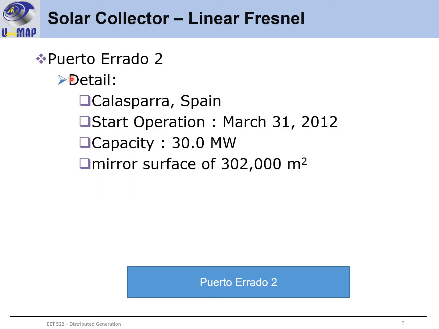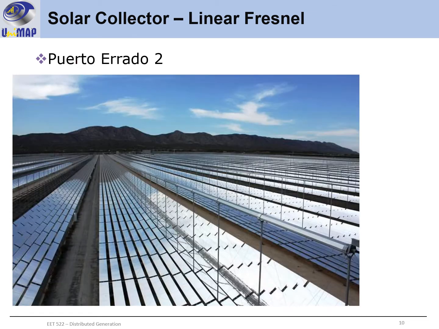Okay, this is the example of the solar collector linear Fresnel power plant. So it is Puerto Errado 2, also in Spain. It started operation on 31st March 2012, and the capacity is around 30 megawatts. The mirror surface of this power plant is around 302,000 square meters. So if you want to have a look at the Linear Fresnel power plant, click at this YouTube link, and then you can see the explanation about the technology used in this power plant.